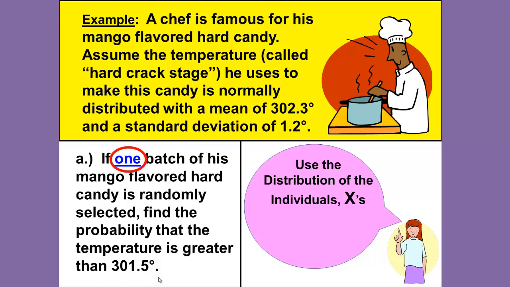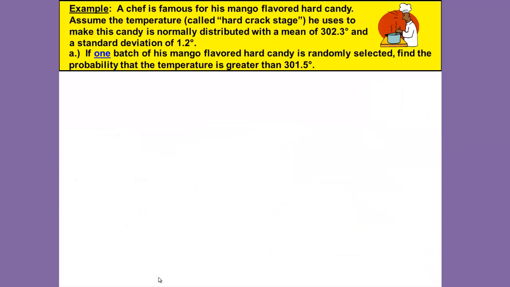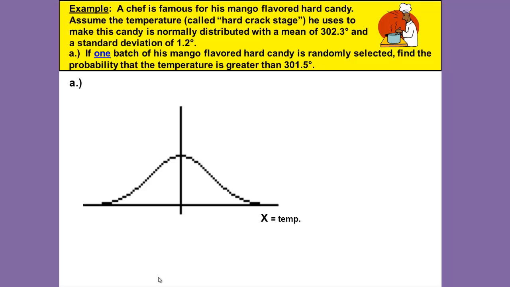Since we're looking at one batch, we're going to use the distribution for the individual x's. So we need a mean and a standard deviation. Since it's normally distributed, we can draw our normal curve and place our mean in the center. The mean is 302.3 and a standard deviation of 1.2. We're looking for a temperature greater than 301.5 degrees, and greater than would be shaded to the right.